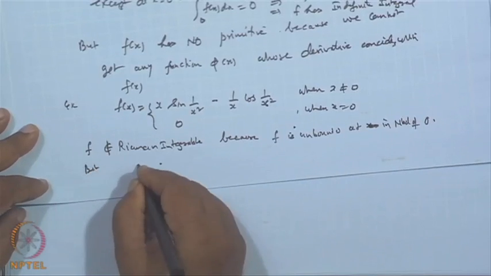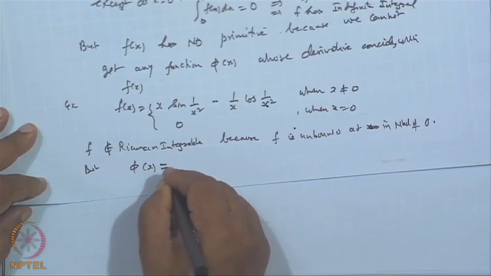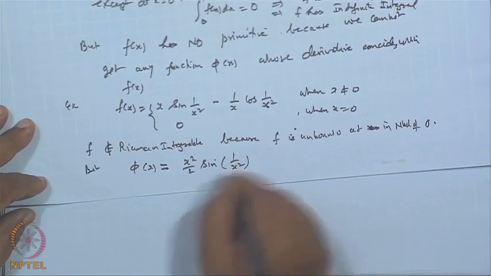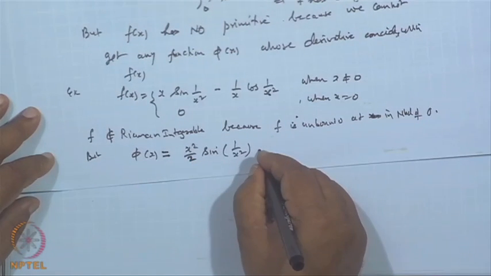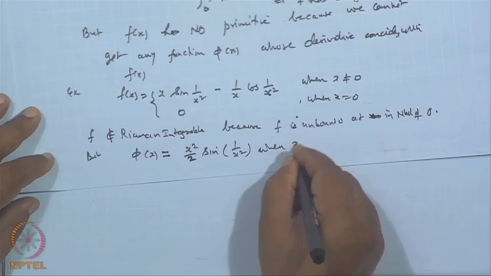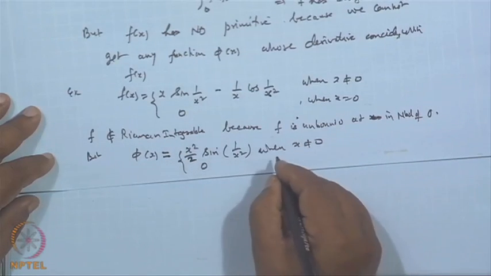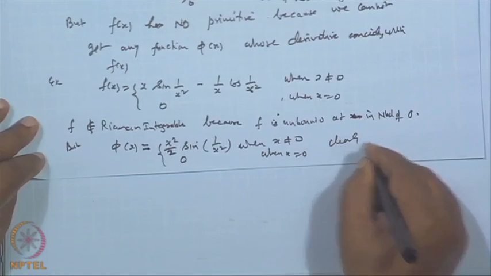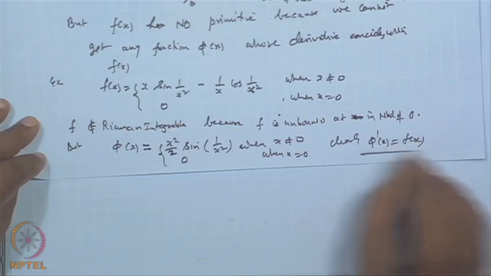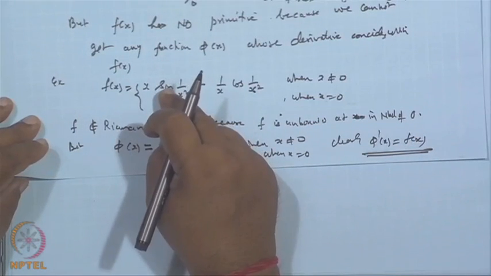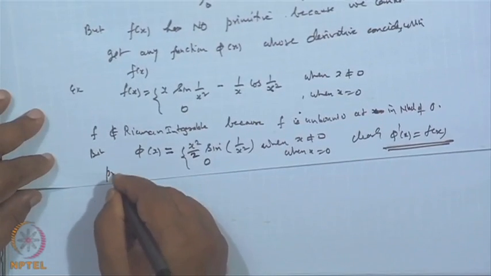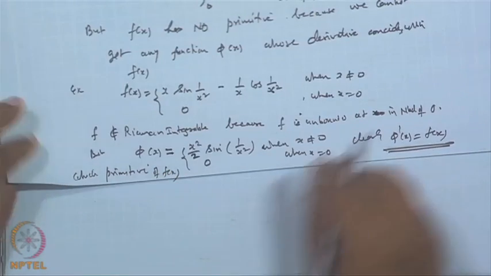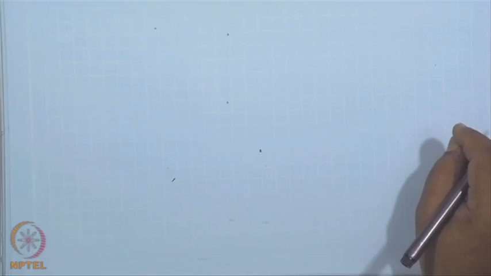But the phi x exists. Phi x, if I write like this, x square by 2 sin 1 by x square, when x is not equal to 0 and equal to 0 when x is 0. Now, if we take this phi, then clearly the phi dash x coincides with f x. So, phi is the primitive of f x, but it is not Riemann integrable. So, this shows that we get it.